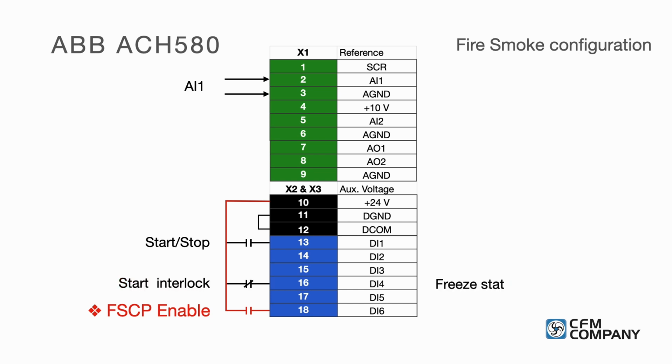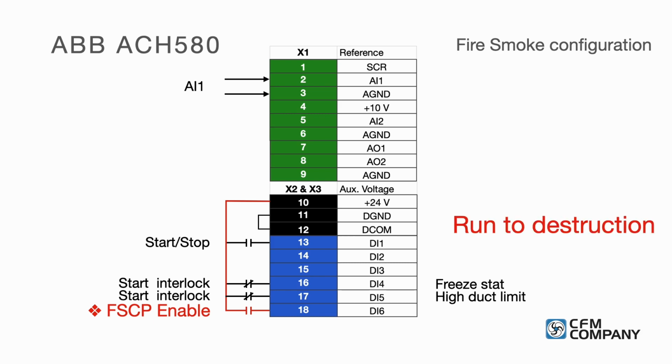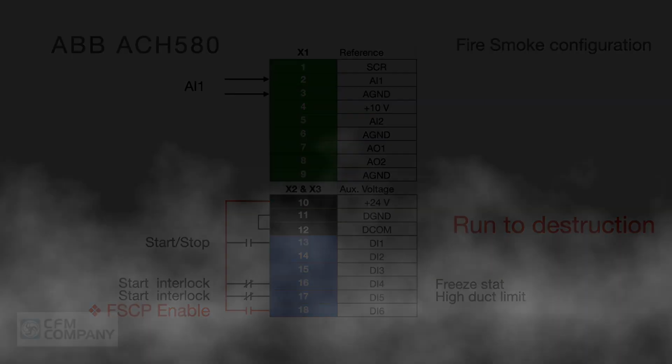A freestat can be programmed to be ignored while override is active. A start interlock for a high duct limit can be programmed to be ignored and will allow the override to operate in a true run-to-destruction mode.